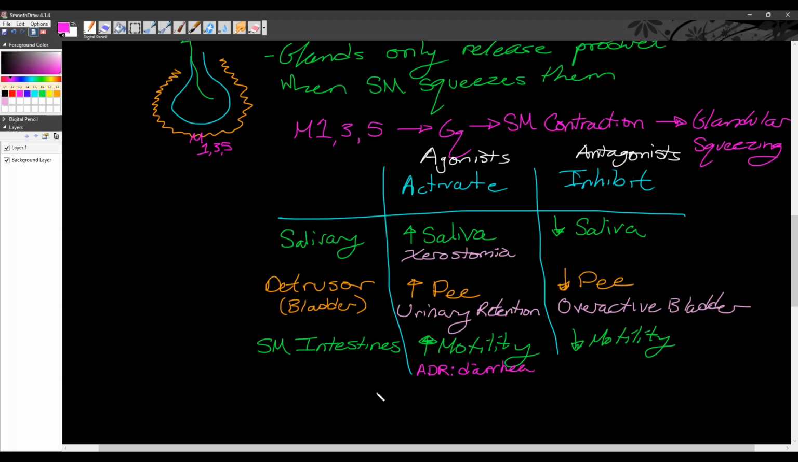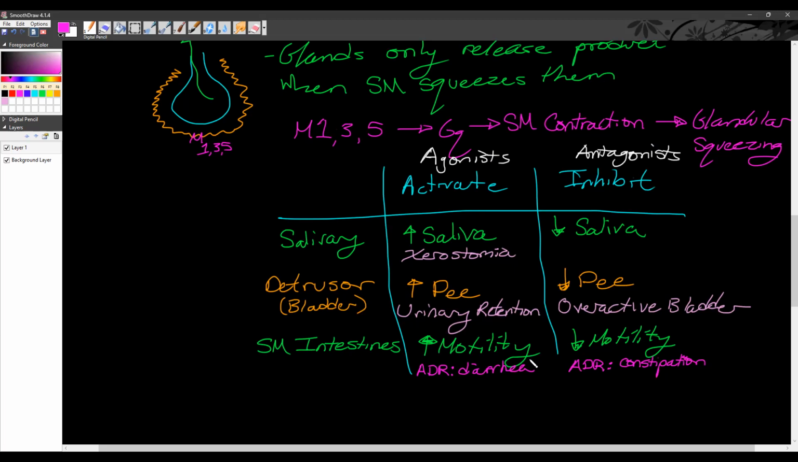The feces are moving too quickly, right? Versus if you decrease motility, this is where you would get your constipation. Now, is there ever a condition where we would want to cause diarrhea? Not really. Is there ever a condition where we would want to cause constipation? Not really, unless you have diarrhea, right?